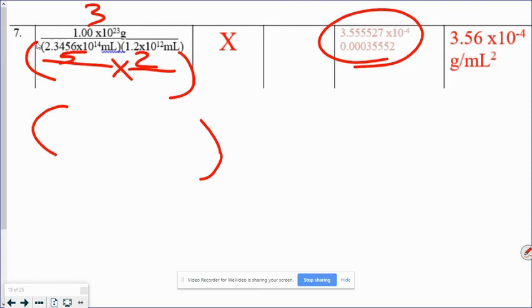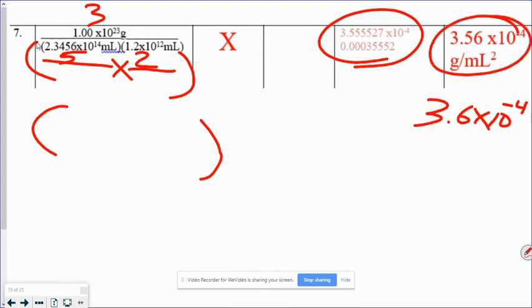And I'm looking at this right now, and I'm looking at the answer I have here. So I'd have to go with 3.6 times 10 to the negative 4. Caught a mistake right there. Grams are on top. Milliliters on the bottom. So the label is grams over milliliters squared.